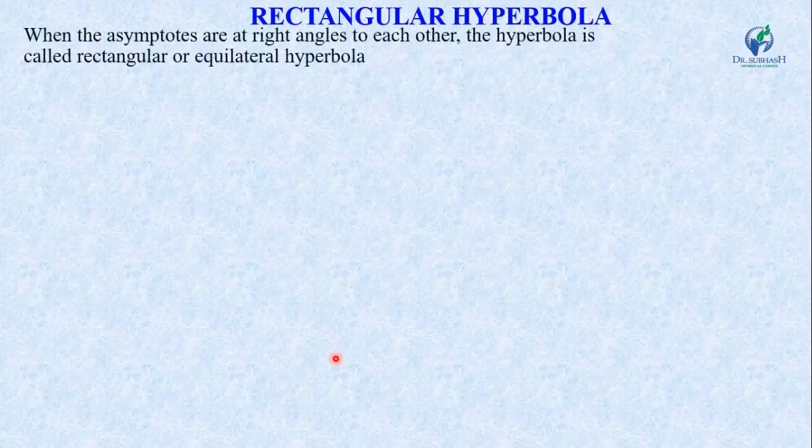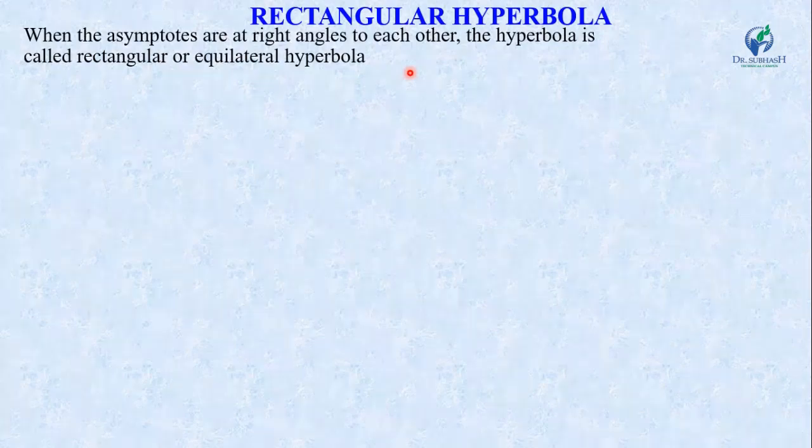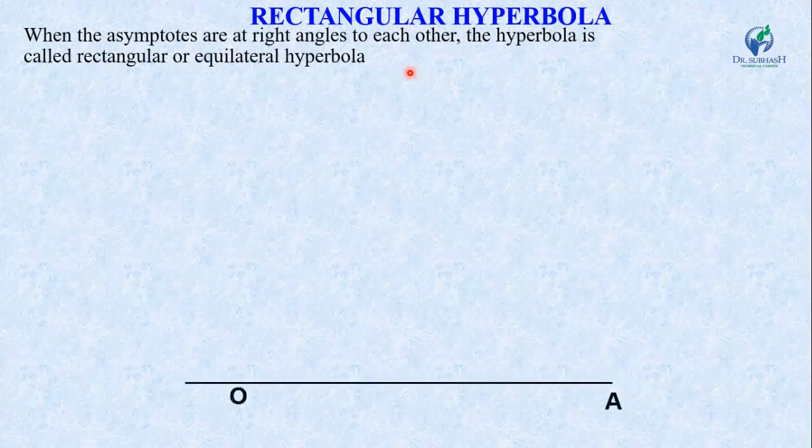The first one is the rectangular hyperbola, or we can say the rectangle method for hyperbola. So what does it mean? When the asymptotes are at right angles to each other, the hyperbola is called a rectangular or equilateral hyperbola. Two asymptotes, or we can say two axes x and y, are perpendicular to each other, then it is known as the rectangular hyperbola.